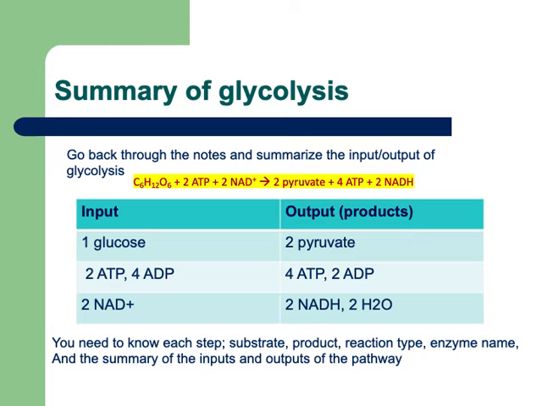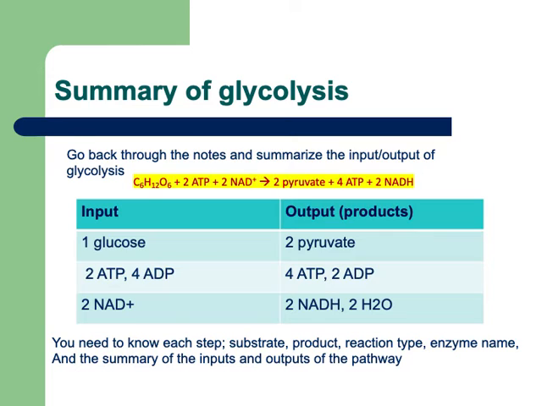I would like you to pause the recording right now and complete this slide on your own. So I want you to go back through your notes and summarize the inputs and outputs of glycolysis by looking at the 9 chemical reactions that we went over on the previous slide. So remember that the chemical equation of glycolysis is glucose plus 2 ATP plus 2 NAD+ leads to 2 pyruvate plus 4 ATP plus 2 NADH. And that's the process. That's what's happening. That's the input and the outputs.